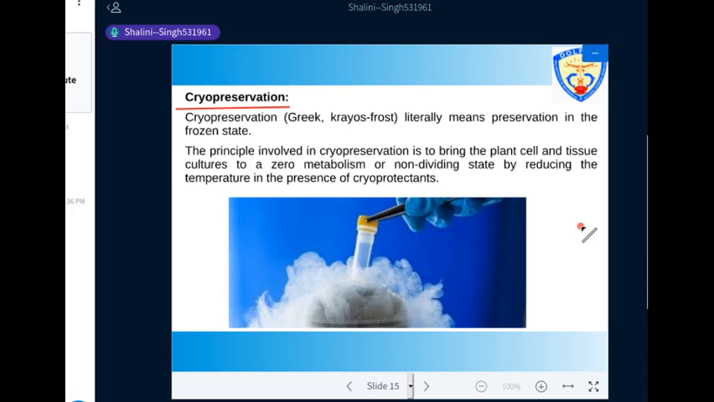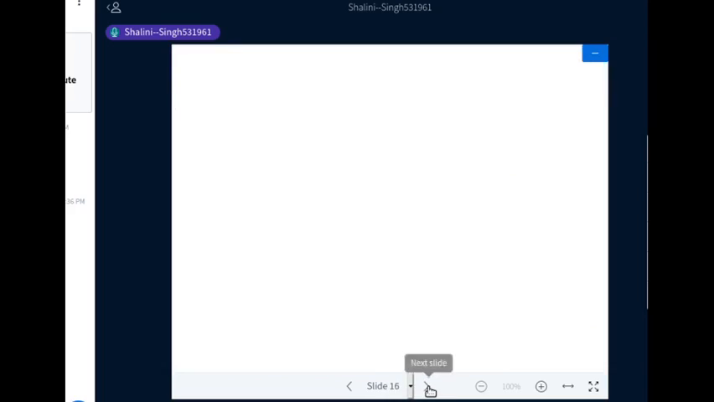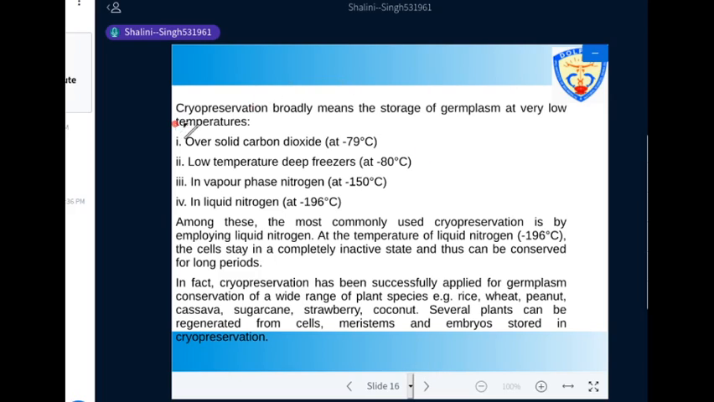The principle involved in cryopreservation is to bring the plant cell and tissue cultures to a zero metabolism or non-dividing state. That means a state where there is no cell division in the plant cell and there are no metabolic activities going on. How can it be done? It can be done by reducing the temperature in the presence of a cryoprotectant, so that the cryoprotectant gives protection to the plant cell and there is no damage to the plant cell at such low temperatures, even ultra low temperatures.